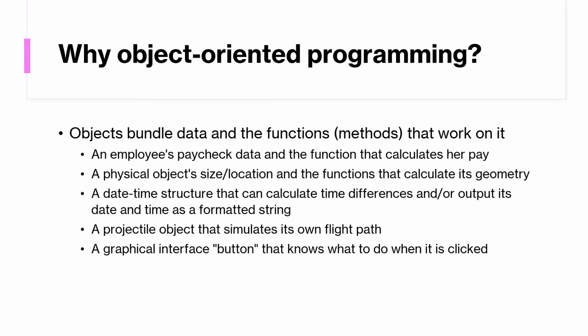In regular C, you might have a date-time structure as an object that can actually calculate time differences between itself and another date-time, and/or might be set up to output its date and time as a nicely formatted string. You might have a projectile object that simulates its own flight path.